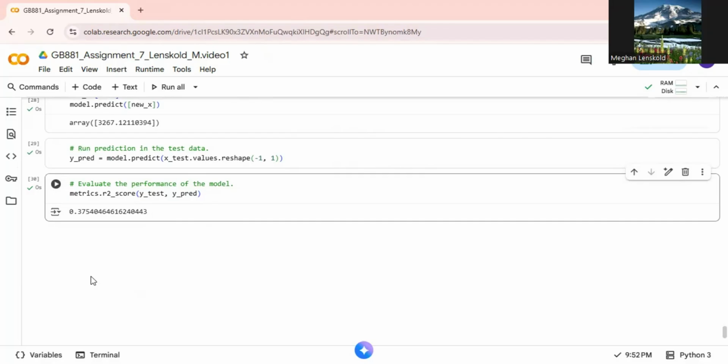The R squared here is about 0.38, which means the model explains roughly 38% of the variation in total rentals based on the temperature. So the temperature alone captures part of the pattern, but there are other important factors that influence rentals that the model doesn't account for.